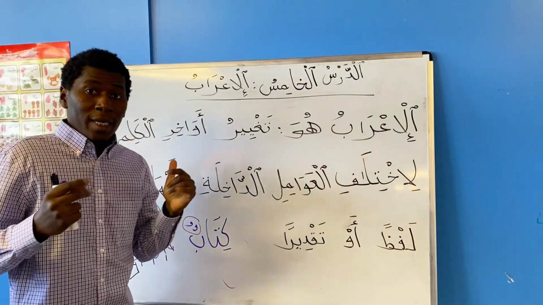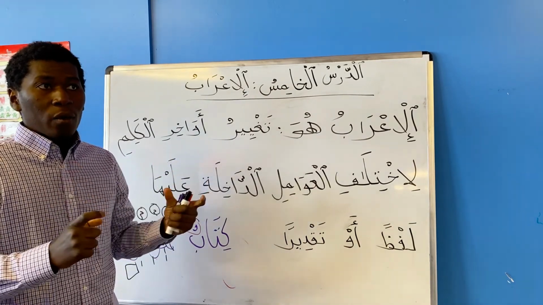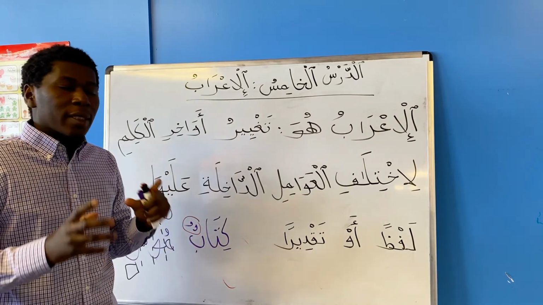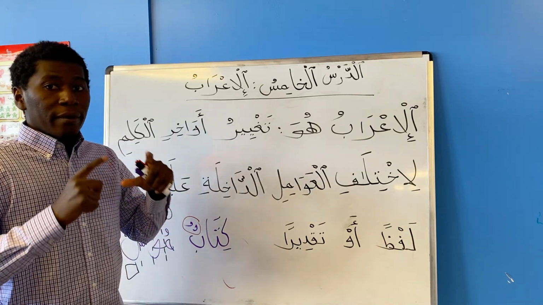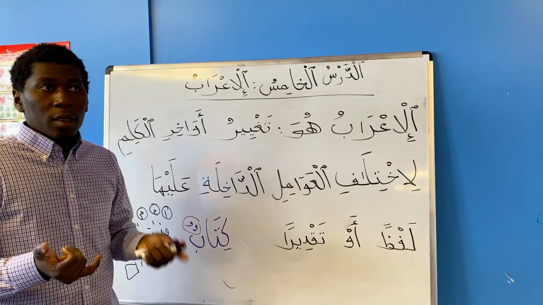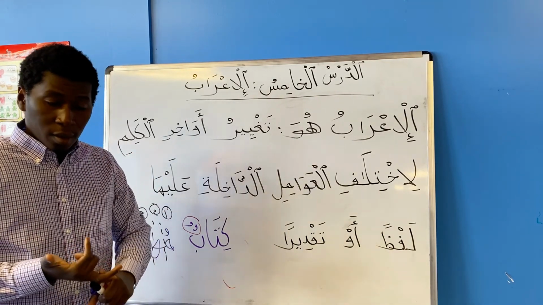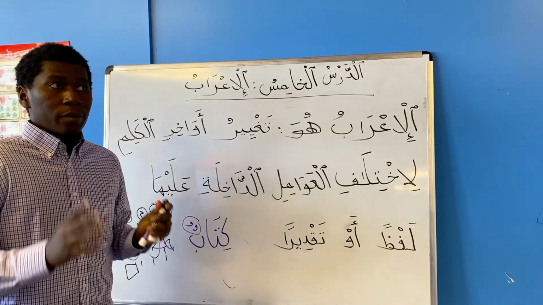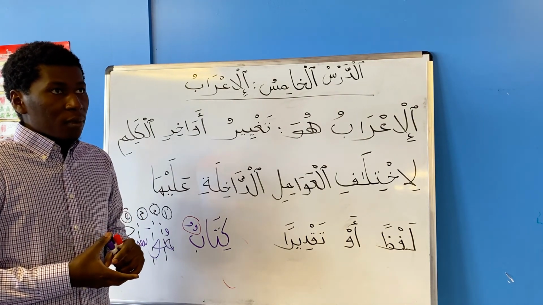Again, remember, I want you to set it up in your mind that there are words that will have vowels at the end, and there are words that don't. Either I'm talking about nouns and verbs, I'm talking about ism and fi'l. Both of them. There are certain types, right? So depending on that, you will be able to see.